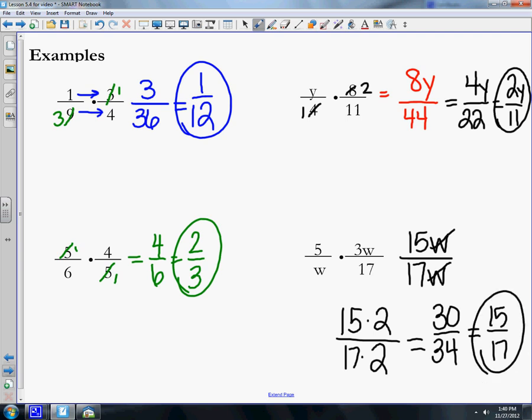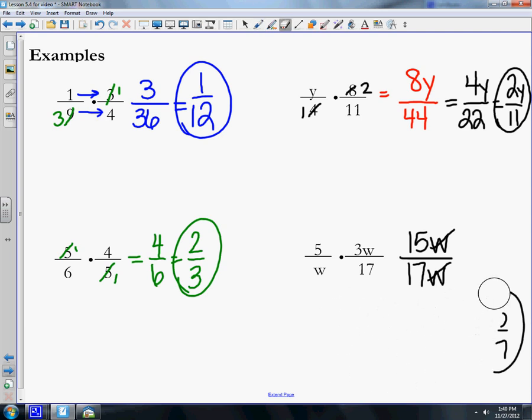Multiplying it by 2 really does nothing to the problem. So it's the same thing with the w on the top and the w on the bottom. I know some people think, oh my gosh, I can't cross it off because the variable's there. But you can, because it's the same thing on top and bottom, and it's just multiplication. So you're just simplifying your fraction. So you get 15 over 17.